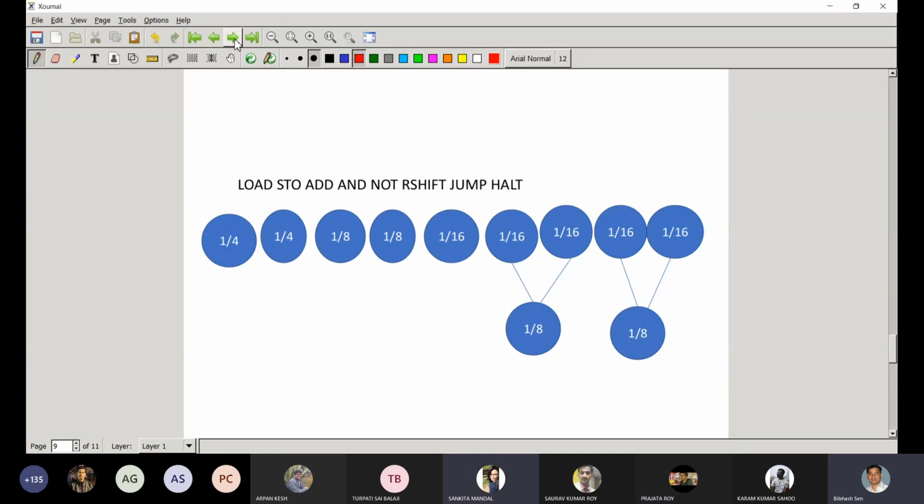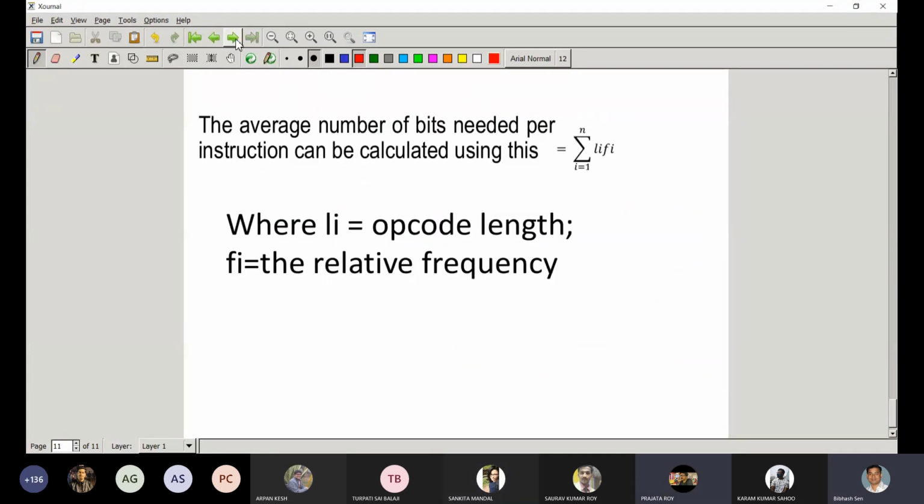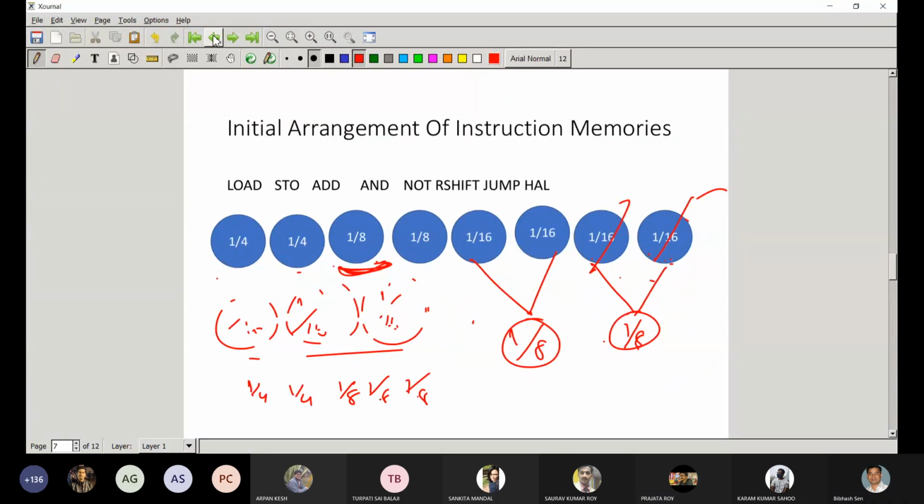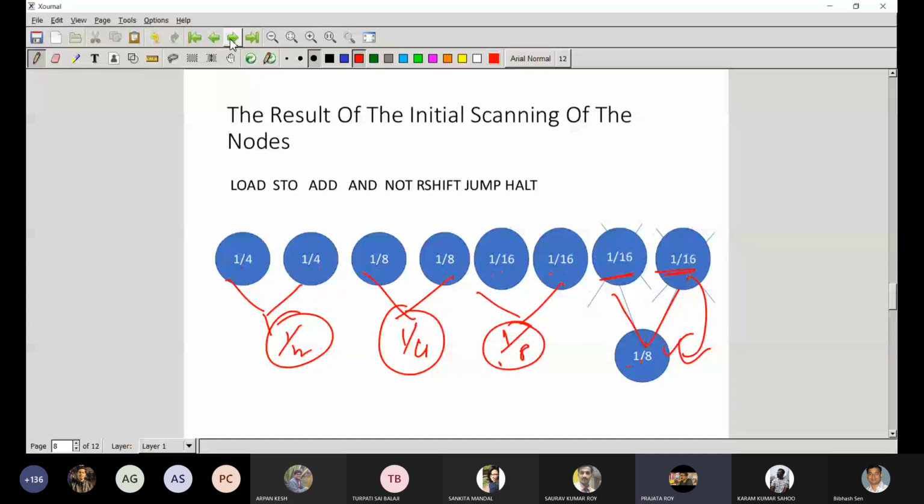Is it clear or not clear? Tell me. Sir, can we not combine the 1/8 and 1/16? Which one? Sir, we combine two sets of 1/16s to form two 1/8s, right? So can't we combine those two 1/8s to form 1/4?